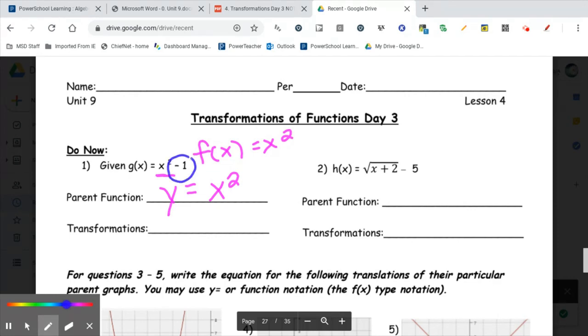Now for the transformation, we have that minus 1. Since the minus 1 right here is on the outside, there's no grouping symbol, it's on the outside. We know that it's going to be a shift down 1 unit.